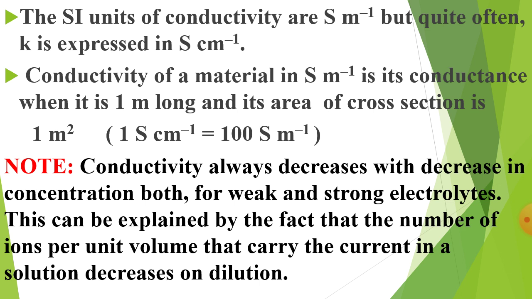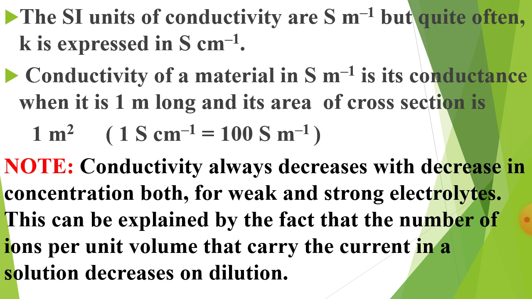Now, the conductivity of a material in Siemens per meter is its conductance when it is 1 meter long and its area of cross section is 1 meter square. In that condition, G equals κ, and you get the conductivity in Siemens per meter. Now conversion: 1 Siemens per centimeter equals 100 Siemens per meter. So you can also convert Siemens per centimeter into Siemens per meter like this. Now note, this is most important.